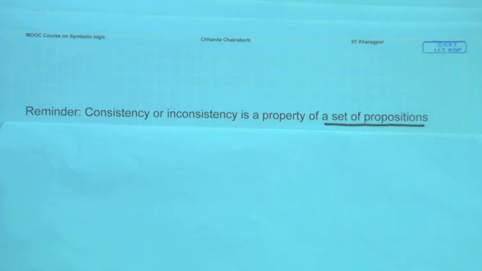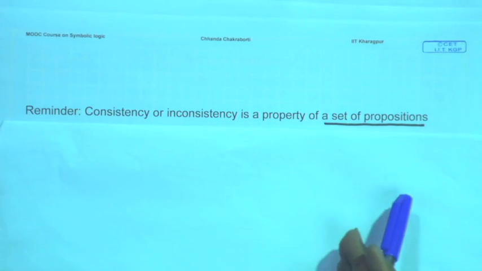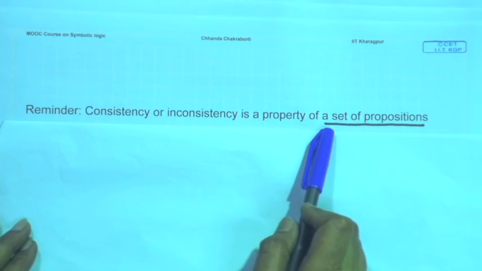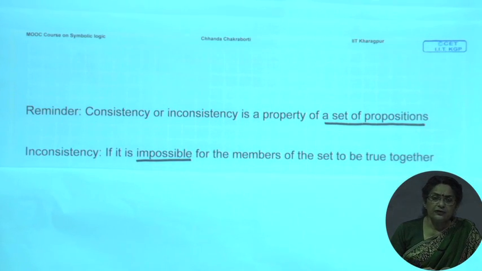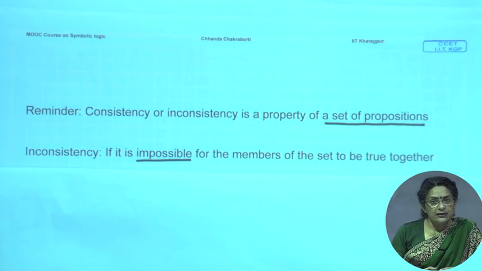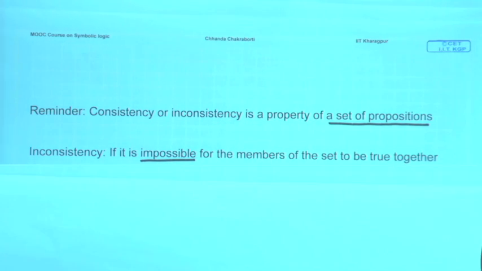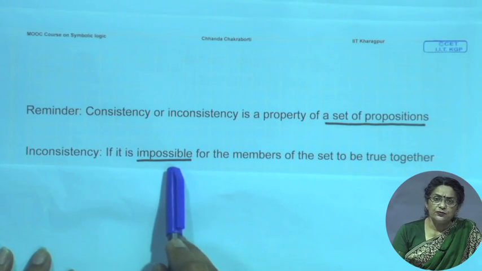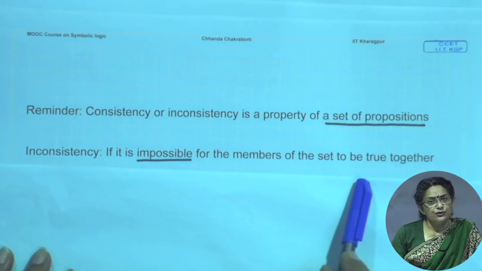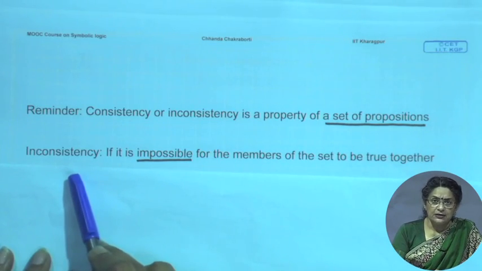Just to remind ourselves what consistency and inconsistency entail, you may remember that it is actually a property of a set of propositions. So, given a set of propositions, we can ask whether the set is consistent or inconsistent. And if you recall, the set is inconsistent if it is impossible for all the members of that set to be true at the same time, in a simultaneous or compatible manner, whichever way you understand. But there must not be even a single possibility when all the members are going to come out as true. That is when we call the set inconsistent, remember that.